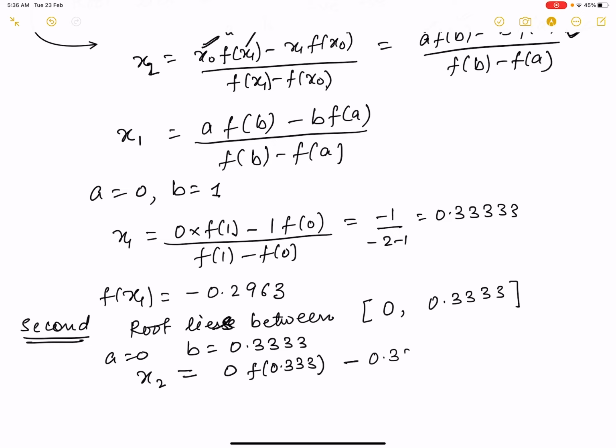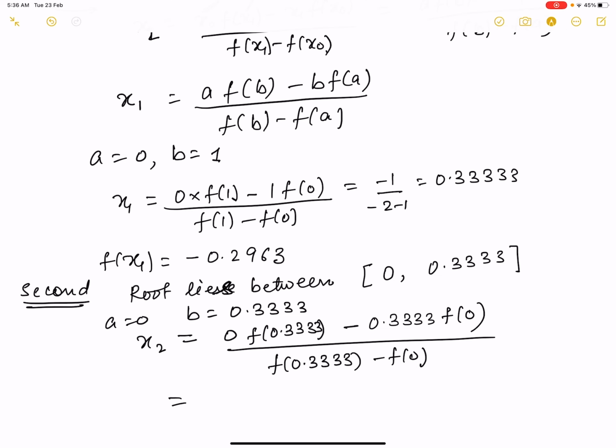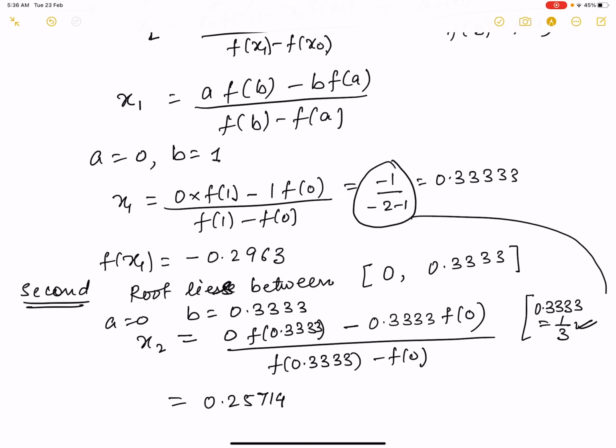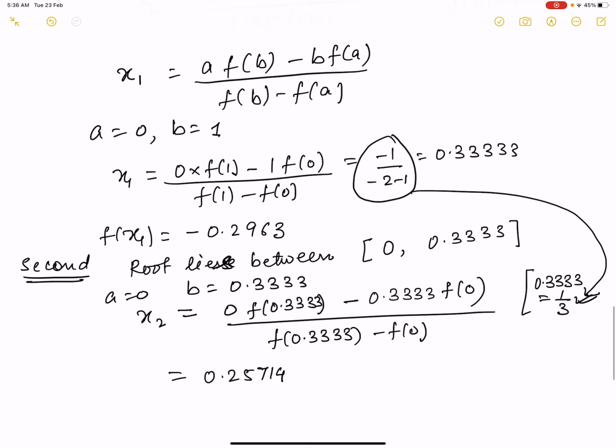So x2 is 0 times f(0.3333) minus 0.3333 times f(0), upon f(0.3333) minus f(0), and this will come out to be 0.25714. I'm taking 4 decimal places, so you may also take 4 to get the exact answer. If you want to take the value 0.3333 as exact, here we got 1 by 3. So you may take 1 by 3 also and then calculate it. You will get the same exact answer here.